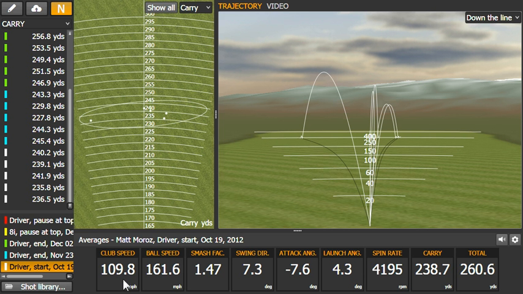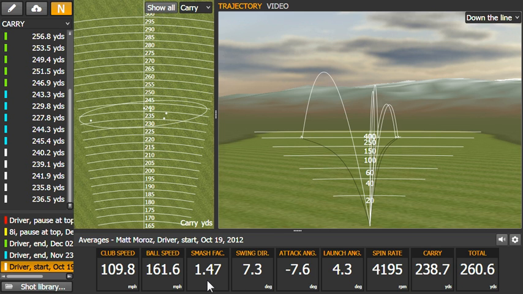So I have a player here that generates a lot of club head speed, almost 110 miles an hour, but doesn't really get that much out of it. When you look over here at the carry and the total numbers, those are on the low side for that much club head speed. So let's take a look at some other numbers and figure out why that's happening.